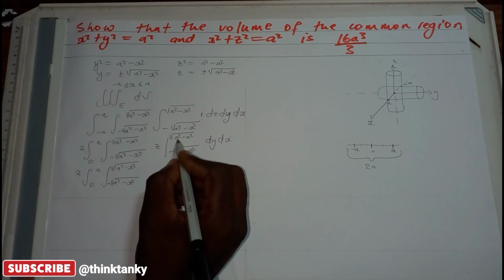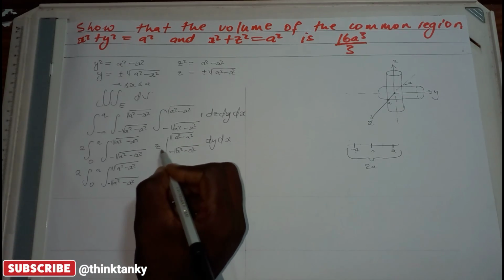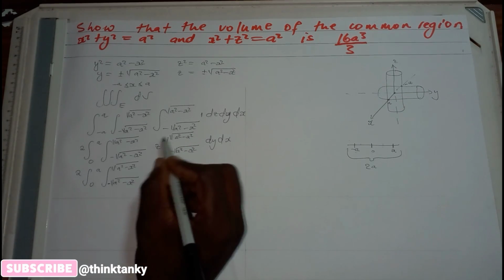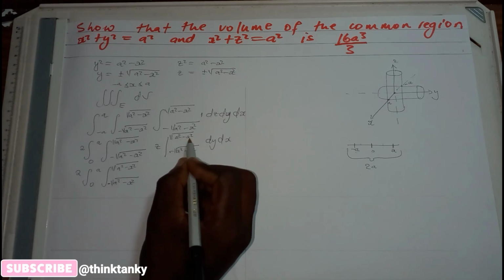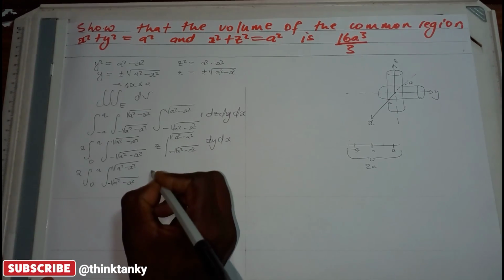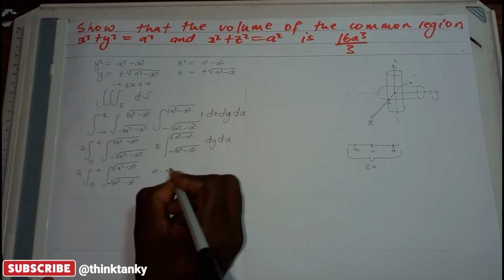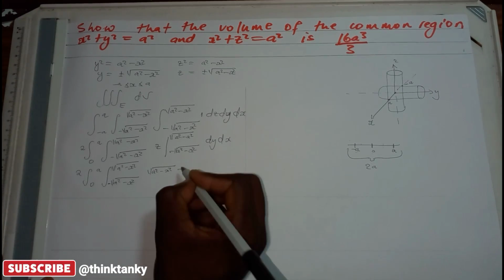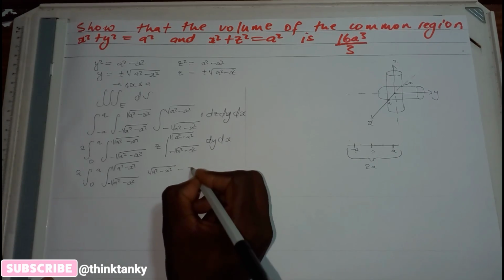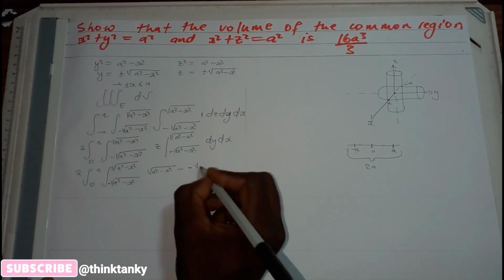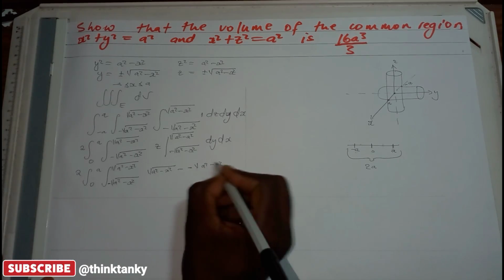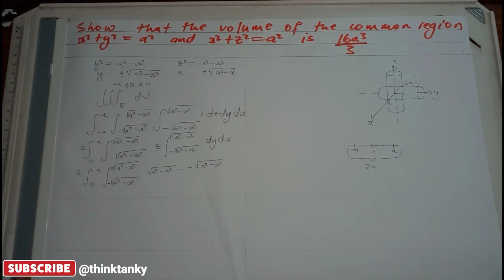Then that means I'm going to replace z with the square root of a squared minus x squared. So this is the same as saying the square root of a squared minus x squared, minus the lower bound, and the lower bound is negative the square root of a squared minus x squared.